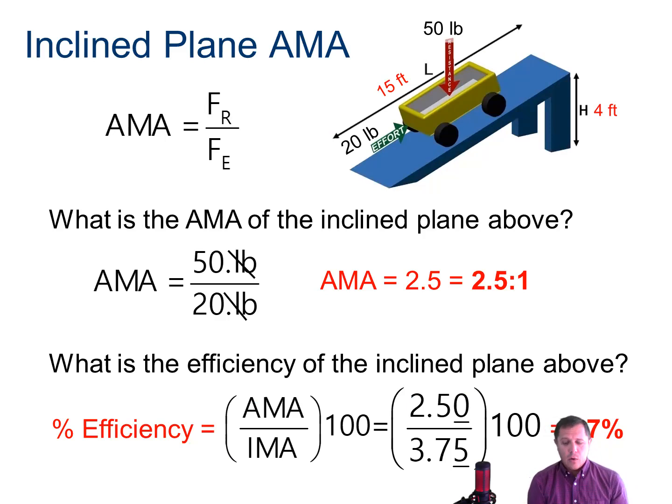Now how about our efficiency? Remember that efficiency is AMA divided by IMA. Our AMA in this case was what we just calculated, 2.5. Our IMA was 3.75. You divide it out and you get an efficiency of 67%. All right, so moving on again.